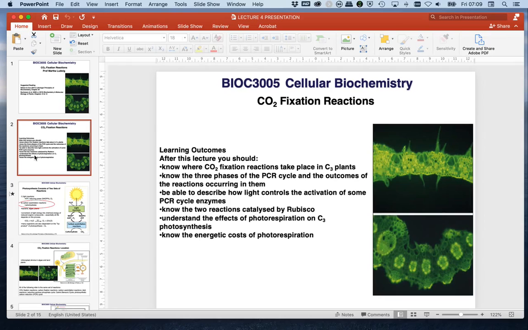Again, use these learning outcomes to supplement your study and quiz yourself. Turn them into questions to quiz yourself.